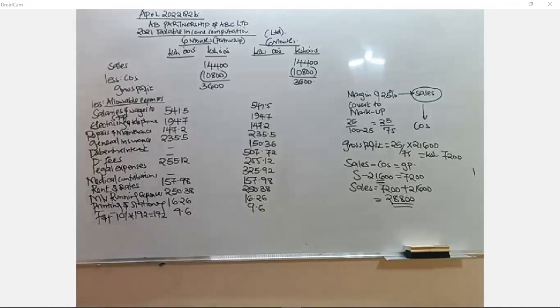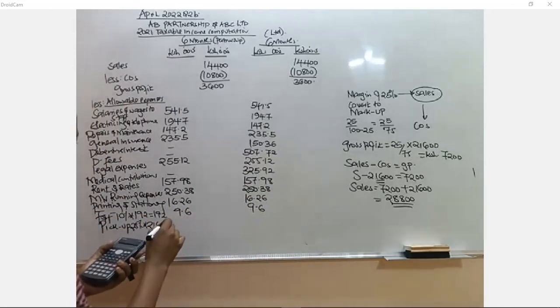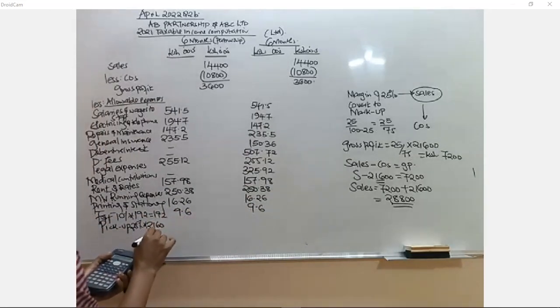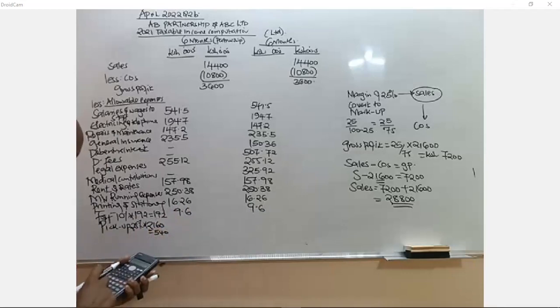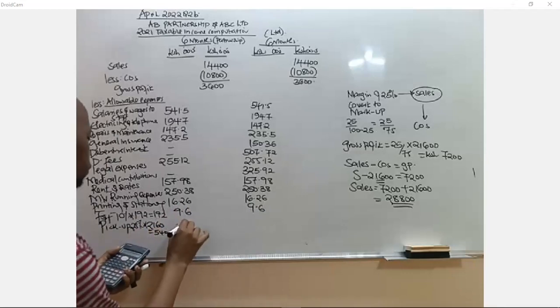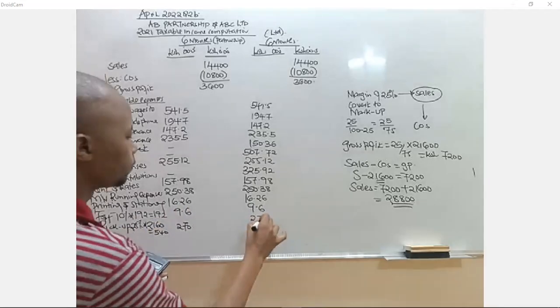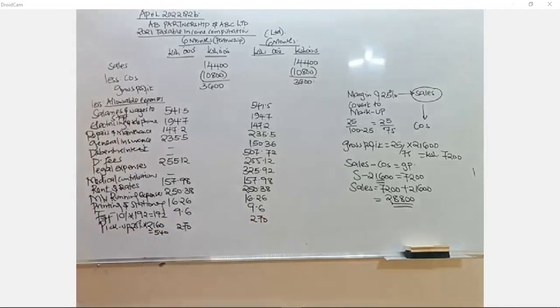Now, after that, we also have the pickup. Pickup, 25% of 2160. 0.25 times 2160, getting 540. 540 divided by 2, here we have 270, and also here we have 270.